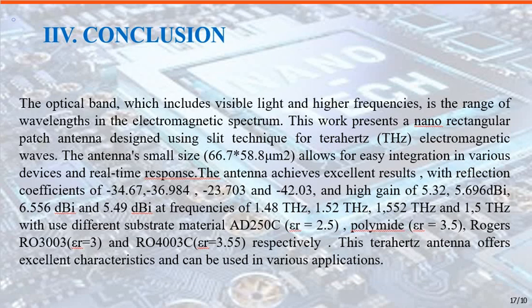The antenna achieved excellent results with reflection coefficients of minus 34, minus 36, minus 23, and minus 42, and higher gains of 5.52, 5.69, 6.55 dB, and 5.48 dB at frequencies of 1.48, 1.52, 1.55, and 1.5 terahertz, which use different substrate materials: polyimide, Avalon, polyimide, Roger 3003, and 403C, respectively. The terahertz antenna offers excellent characteristics and can be used in various applications.